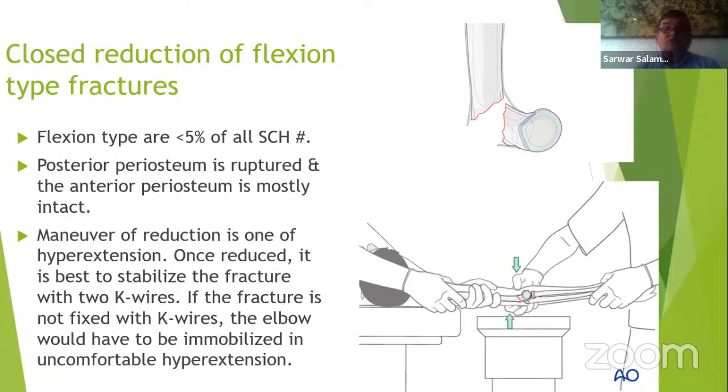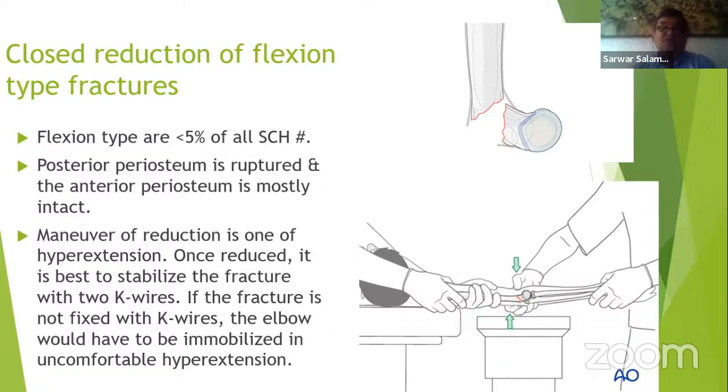So as I said, 2 to 5% cases are flexion type. So we have to know about the flexion type also. And the posterior periosteum is usually ruptured, and the maneuver is one of hyperextension. And once it is reduced, it is best to stabilize the fracture with K-wires, because if we do not stabilize this fracture with K-wires in flexion type, we might have to keep the forearm in hyperextension, and that is uncomfortable for the patient, and there could be swelling and all those things.